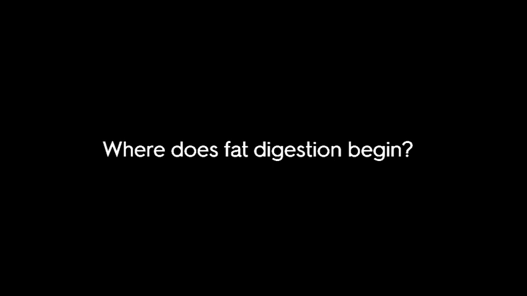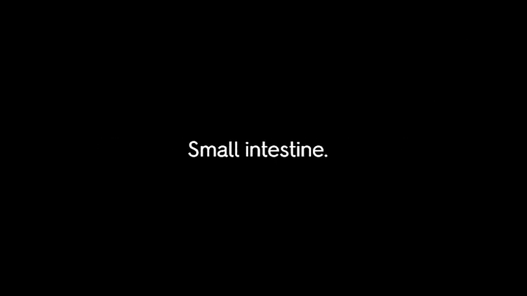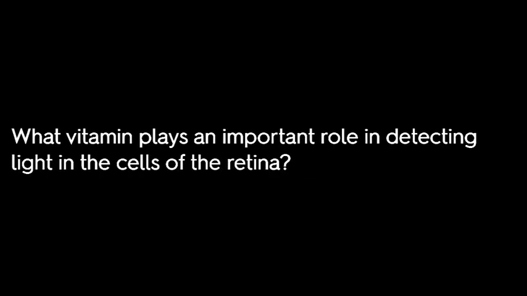Where does fat digestion begin? Small intestine. What vitamin can be stored by the liver? Vitamin A. Thermoregulation. Is function of the hypothalamus. What vitamin plays an important role in detecting light in the cells of the retina? Vitamin A.